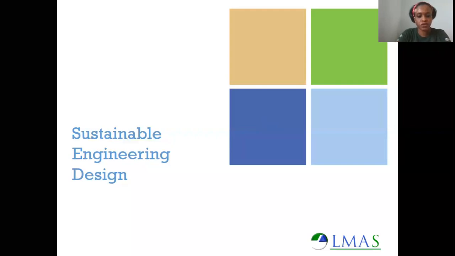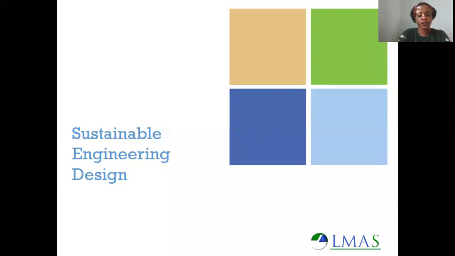This week we will talk about sustainable engineering design. It is important that as engineers we understand how to create sustainable products, processes, or services. And we need sustainable products, services, and processes more so than ever with the current climate that we live under. So let's start our conversation on sustainable engineering design.